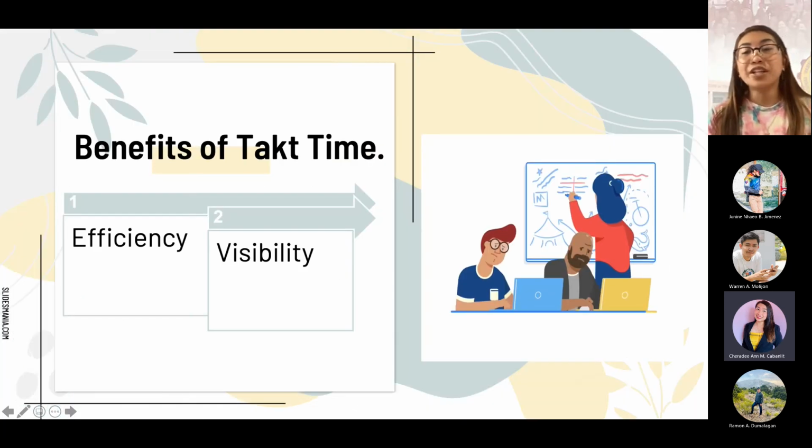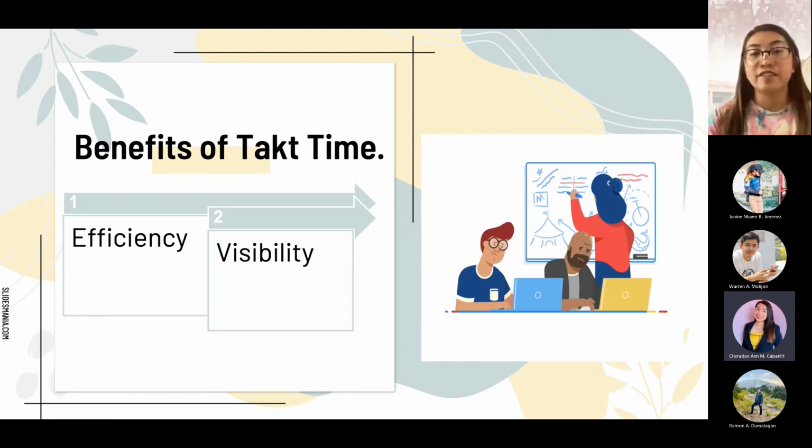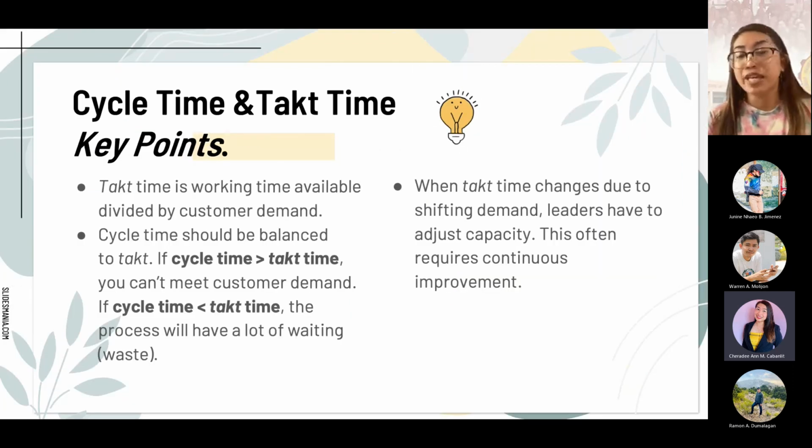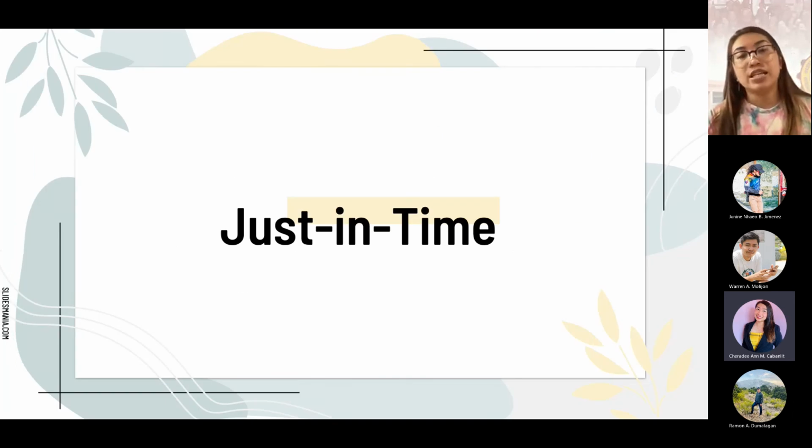Okay. Now, what are the benefits of making sure that takt time is achieved? Of course, it's efficiency and visibility. And takt time is working time available divided by customer demand. So if cycle time is greater than the takt time, then that's a problem. Okay, you can never meet customer demand. But if your cycle time is less than your takt time, then you have a lot of time to do the process. But there's still waste, no? Because you're waiting. Okay, so when takt time changes due to shifting demand, leaders have to adjust capacity. This often requires continuous improvement.